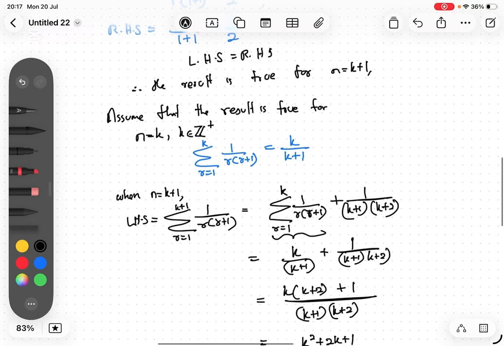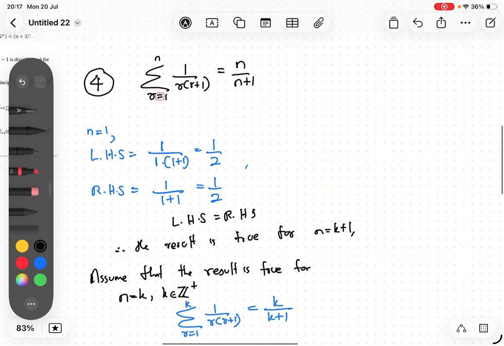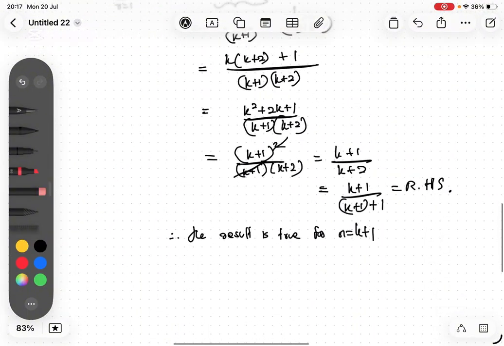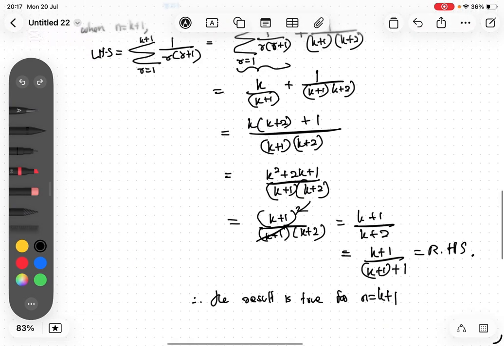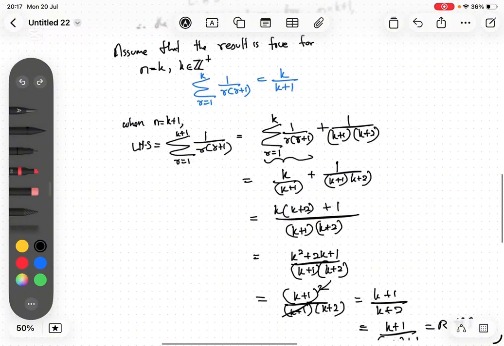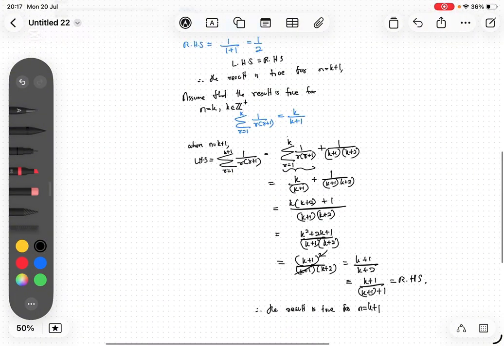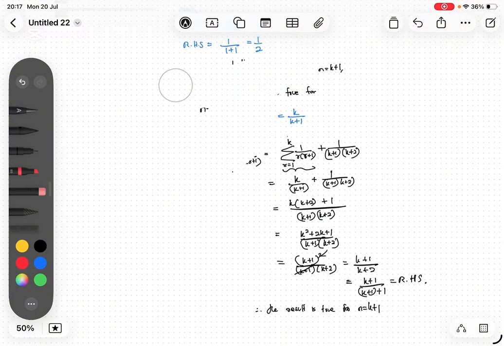I hope you can understand, because here when it is k plus 1, as I told you previously, the denominator becomes k plus 1 and the numerator becomes k plus 2. Clear? That's it. Okay, then you can write the final line. Therefore, this is true for n equals 1. We assume that it is true for n equals k, and we proved that it is true for n equals k plus 1. Therefore, by the principle of mathematical induction, the result is true for all positive integers.